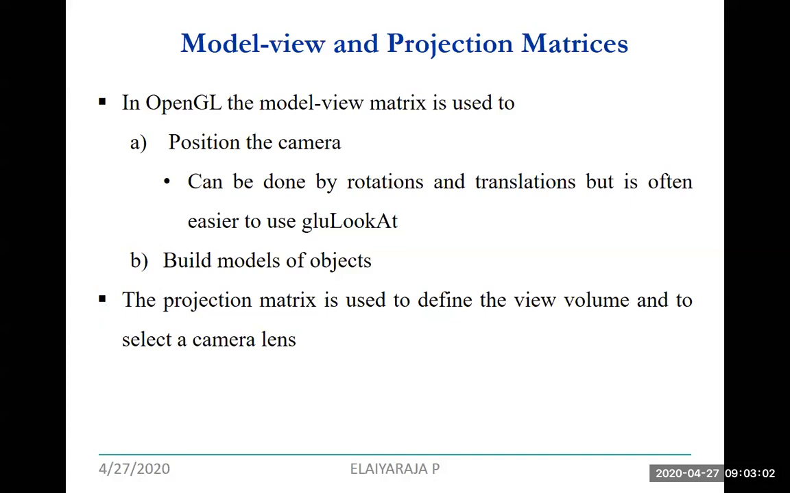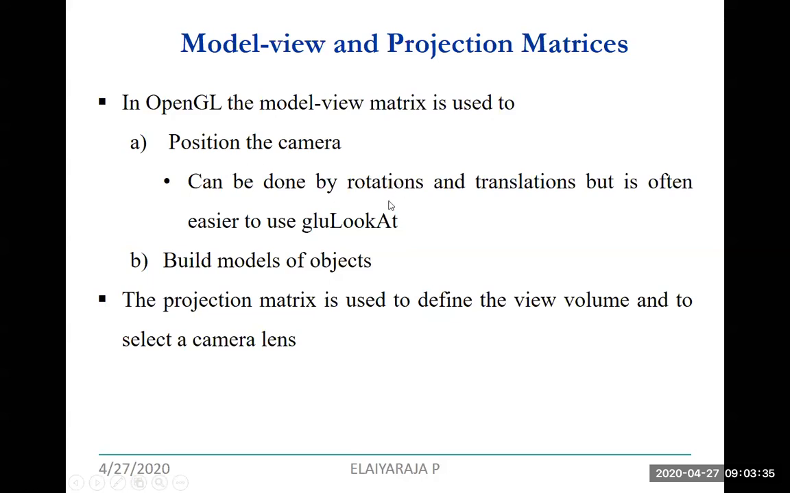So basically, you know about the model view as well as projection matrix, where the model view matrix is used to describe the position of the camera. With that, we used to build the model of objects. The view matrix will say about the position and location of the camera.